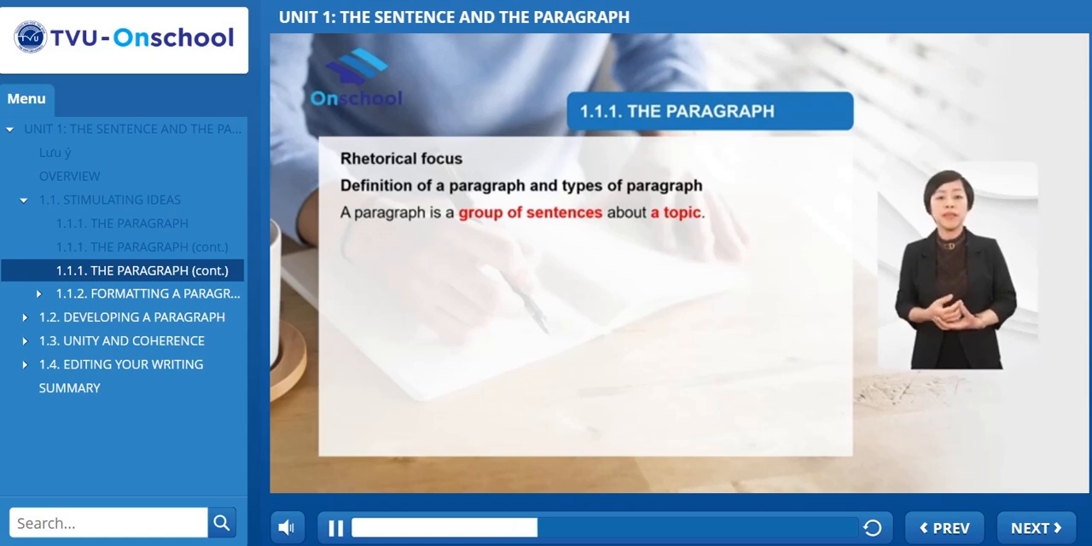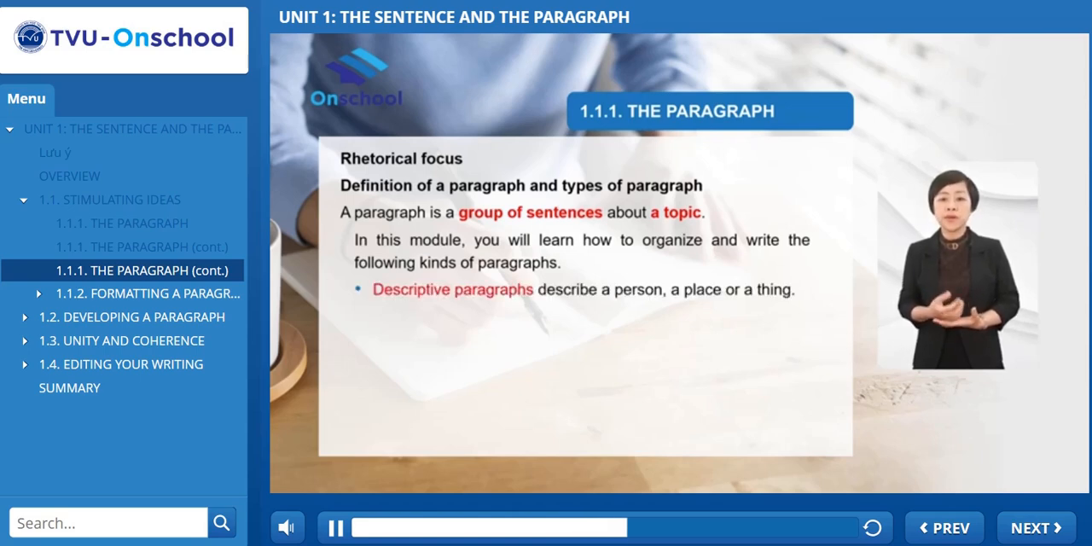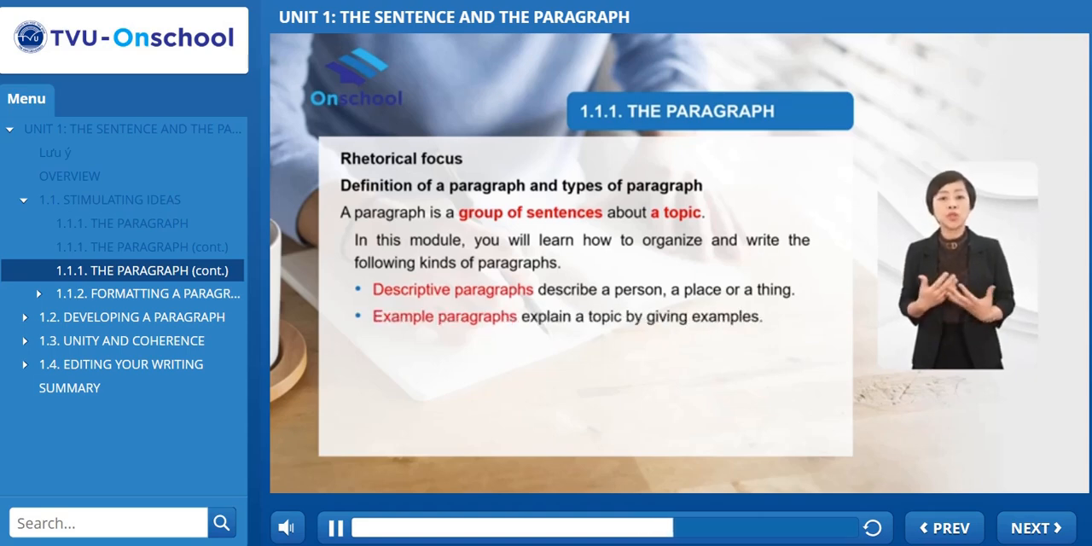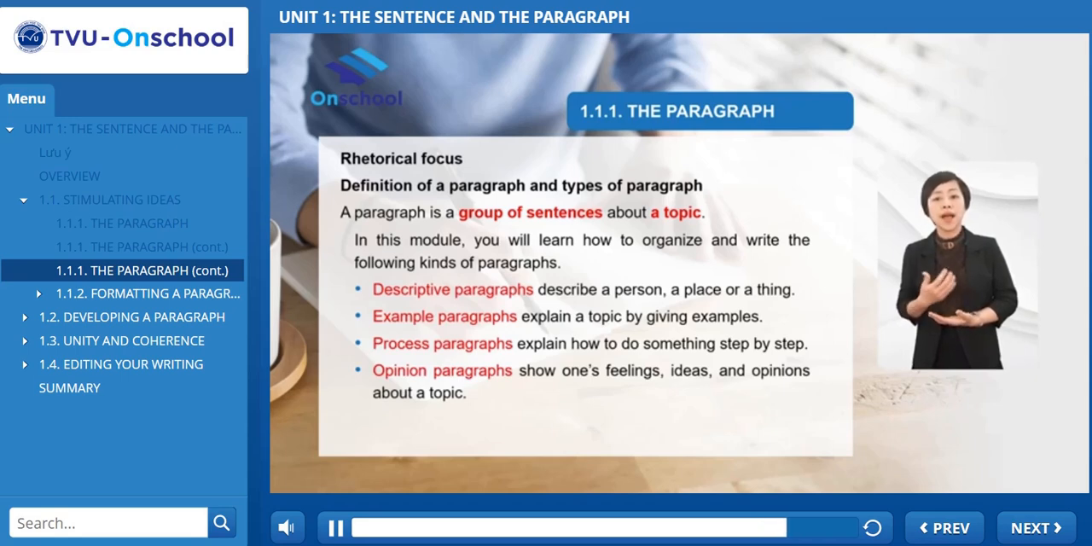In English writing, paragraphs are generally divided into 5 types. Here they are. Descriptive paragraphs describe a person, a place, or a thing. Example paragraphs explain a topic by giving examples. Process paragraphs explain how to do something step by step. Opinion paragraphs show one's feeling, ideas and opinions about a topic. And narrative paragraphs tell a story.